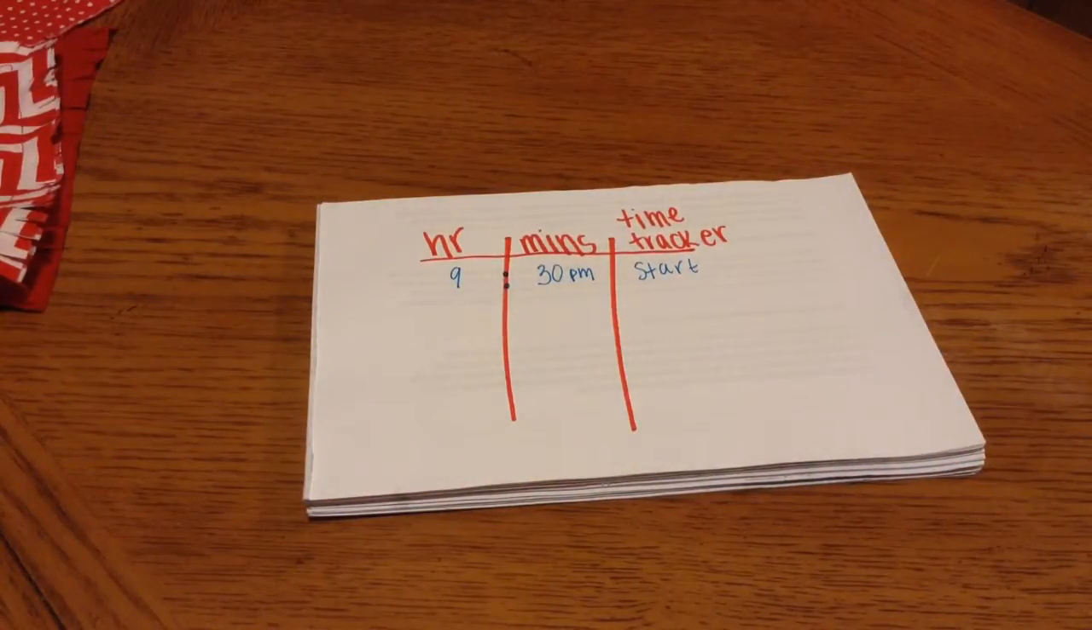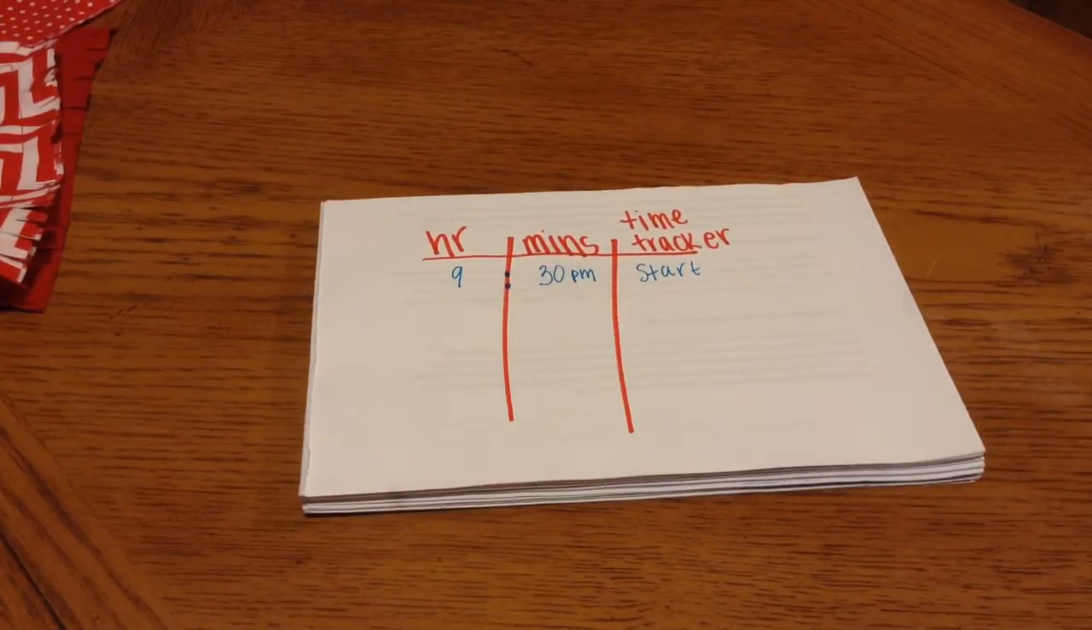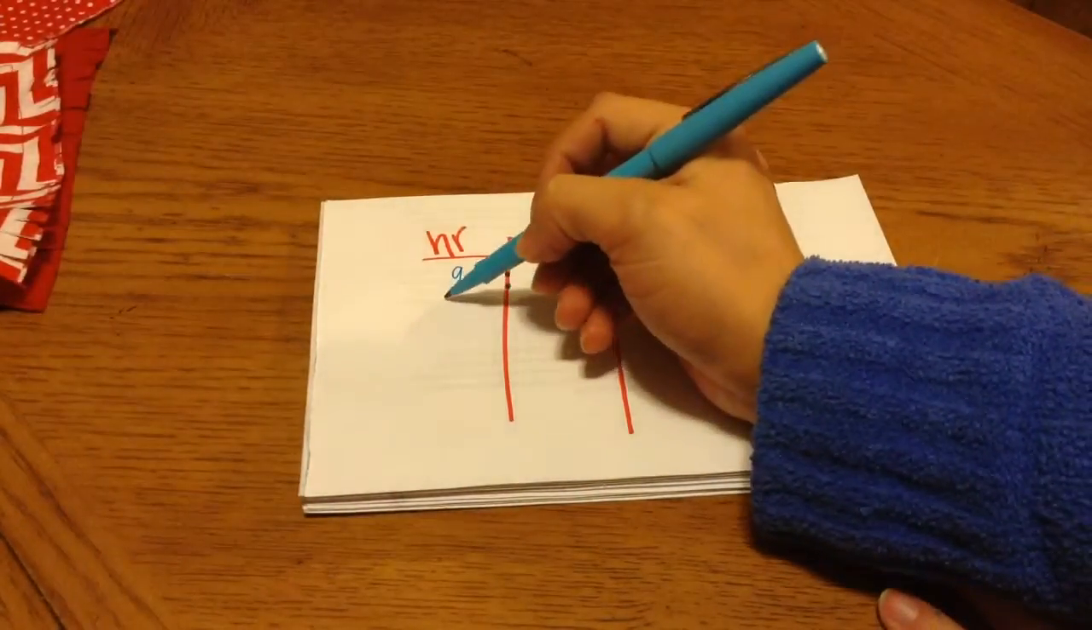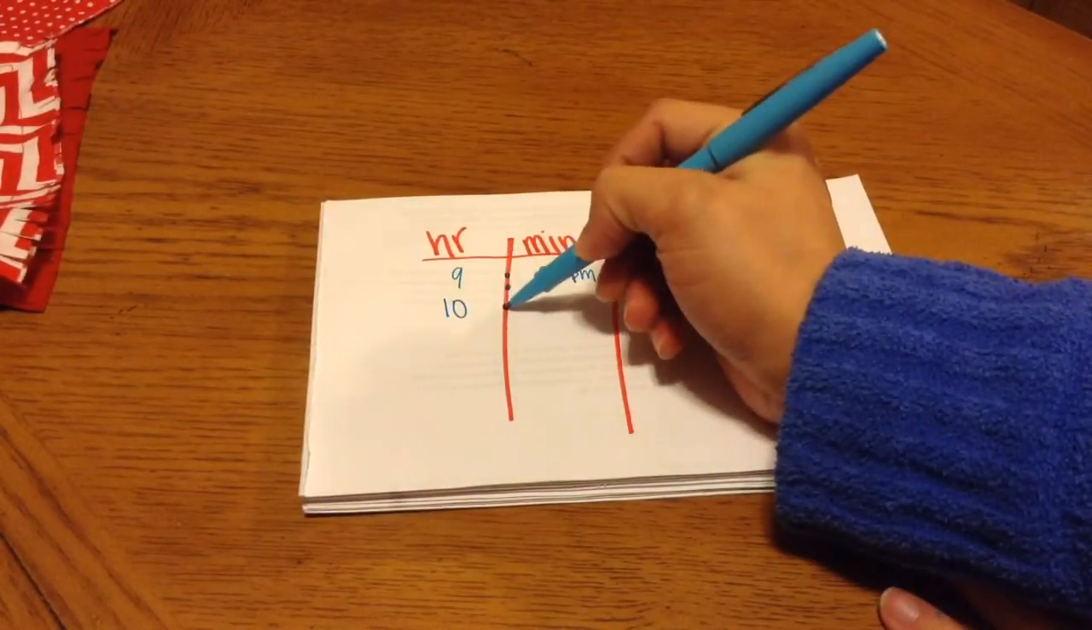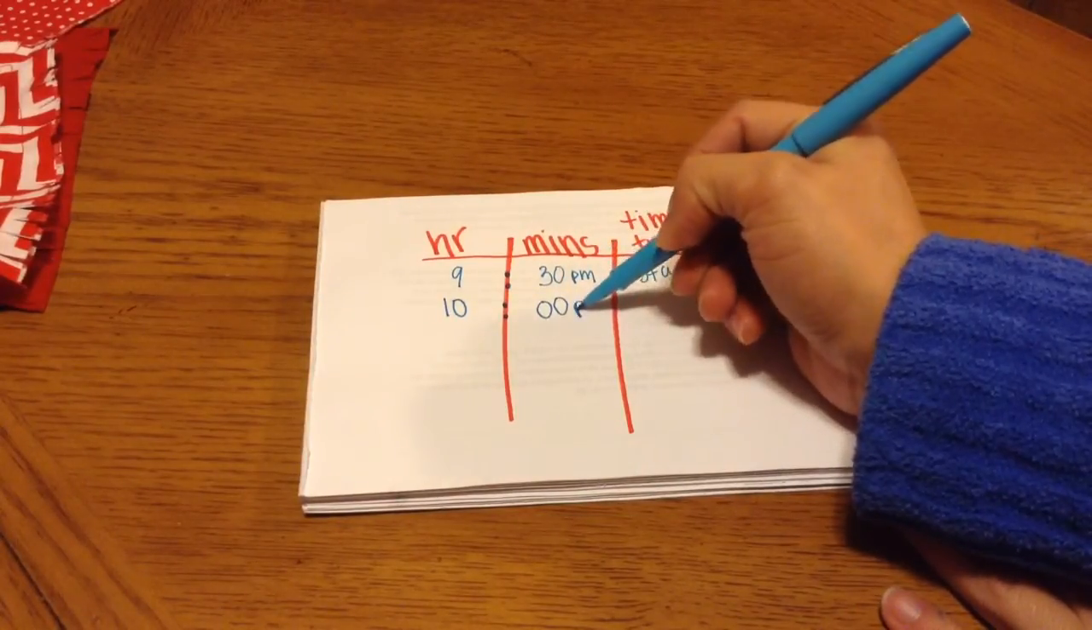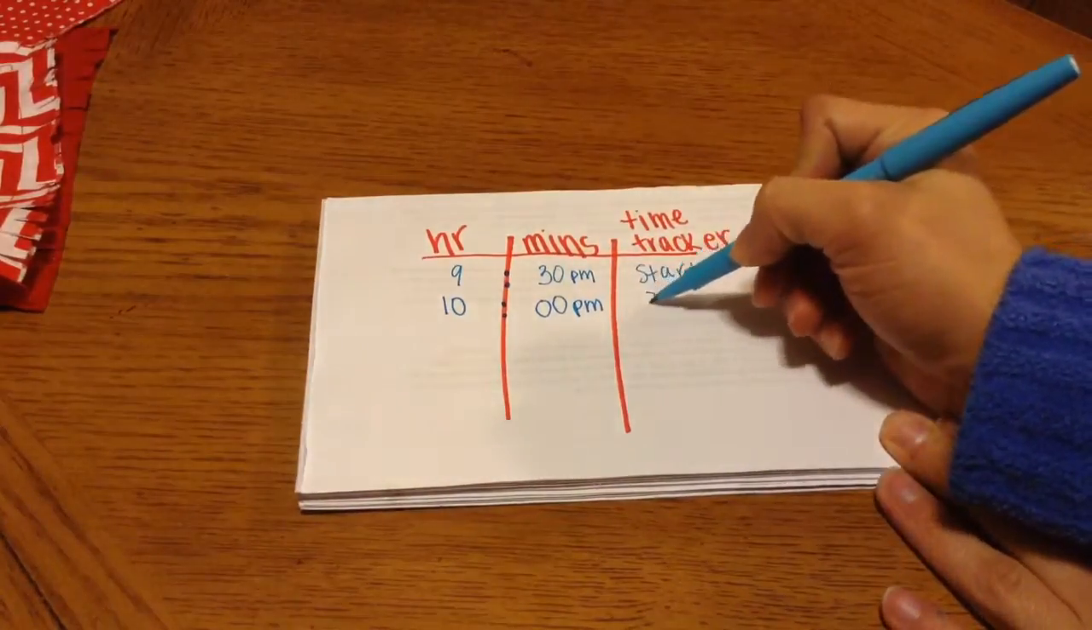Okay, so now we need to figure out how we can find a friendly number to get to our end time of 2:45. And our friendly number is going to be an o'clock, which is 10 o'clock. So that is a 30-minute time. So we put our hours, our new minutes, which is o'clock, and we're still in p.m., and that was 30 minutes added.